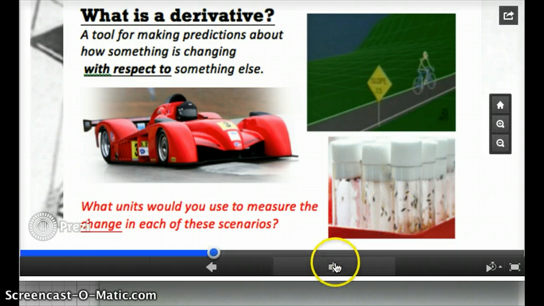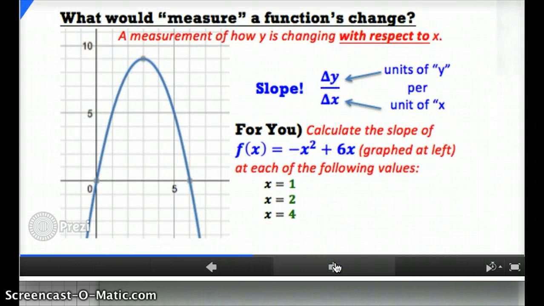Often we do. So what if we talk about just a function here, stepping away from the real world examples? What would it mean to measure a function's change? Well, it would mean to measure how y is changing with respect to x. And you know how to do that. That's slope. In fact, this notation, which you're going to learn to love, delta y, delta x, really just means the change in y, or the units of y that change, per every unit of x that changes in a different direction.